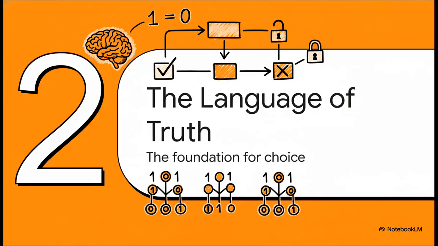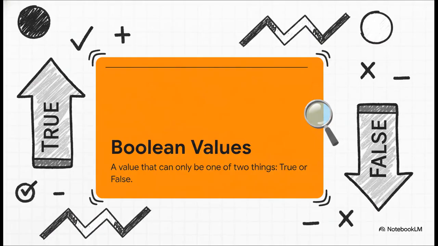So if a computer is going to think, what language does it use? Well, it's actually way simpler than you might guess. It all comes down to the language of truth, the absolute bedrock of every single choice a program makes. And here's the secret sauce. Boolean values. Everything, and I mean everything, boils down to just two things: true or false, yes or no, on or off. There's no maybe, no gray area. And that absolute certainty is what makes the whole system so powerful and reliable.